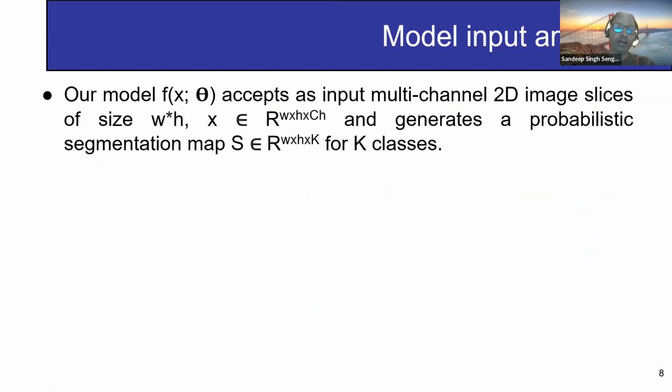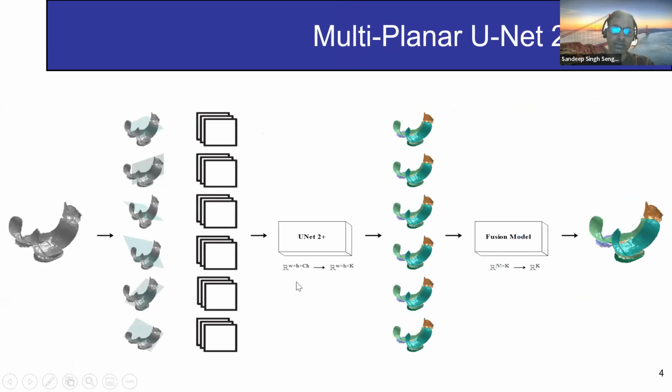Now, here we are giving input as w cross h cross ch, and we are generating output w cross h cross k. K is the number of classes, and we applied this method on 3 datasets: OAI, CCBR, and Lyra. In OAI there are 7 classes, so there are 7 different colors. In CCBR there are 2, and in Lyra we have 5 classes. In the same way, there will be a number of classes here.